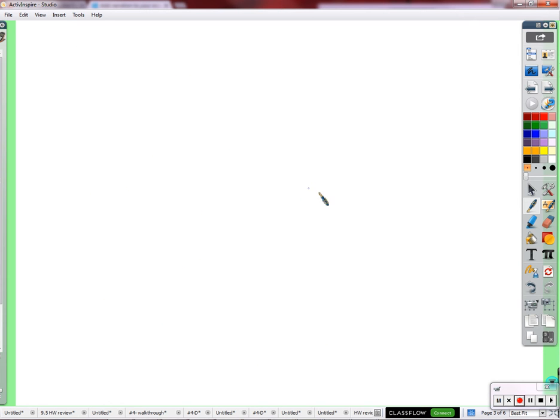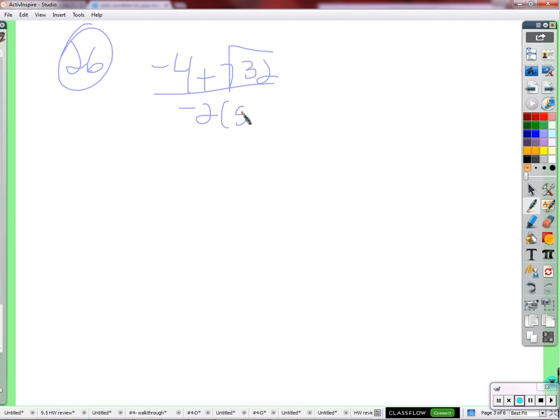Next is number 26: negative 4 plus the square root of 32, over negative 2 times 5. We'll simplify this 32. That's the square root of 16 times the square root of 2. I could have done 4 times 8, but 16 is a bigger square number that I can pull out of 32.